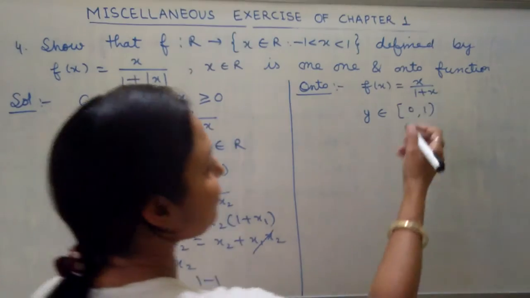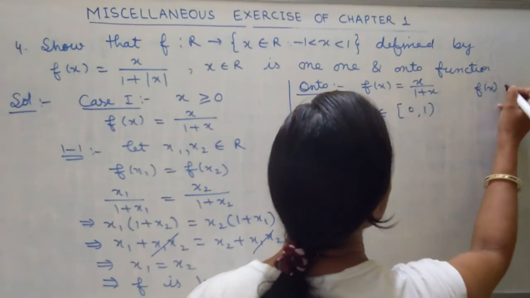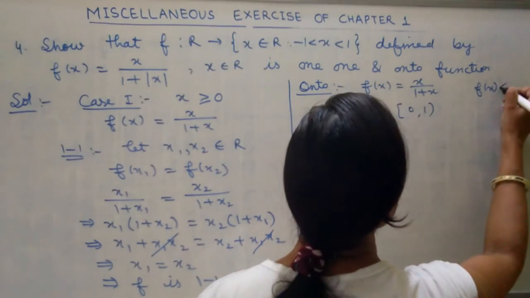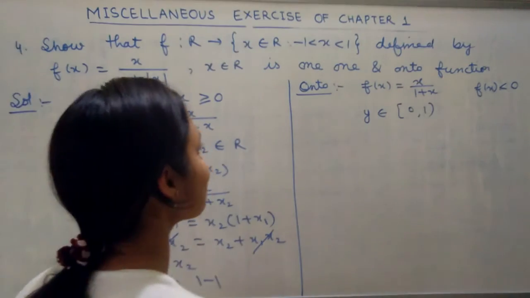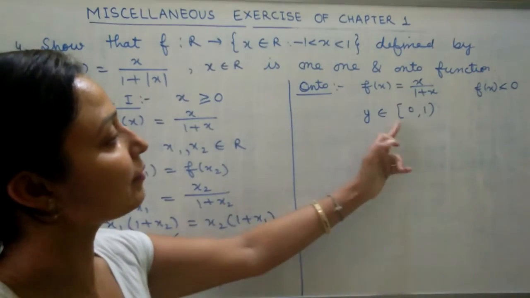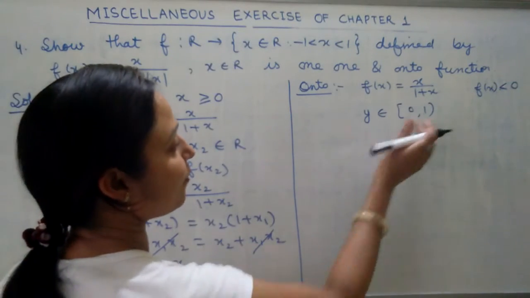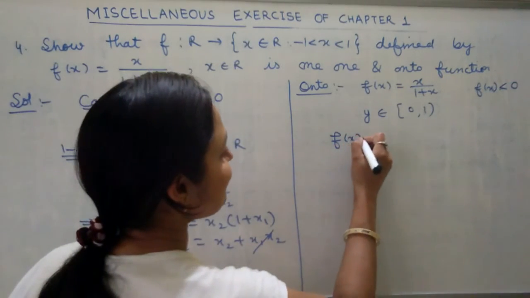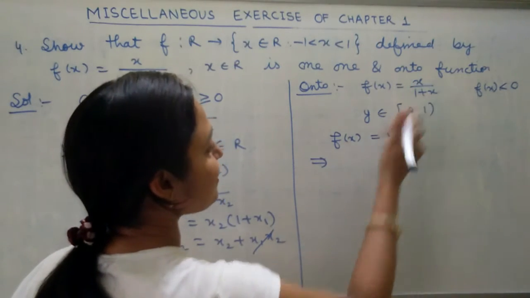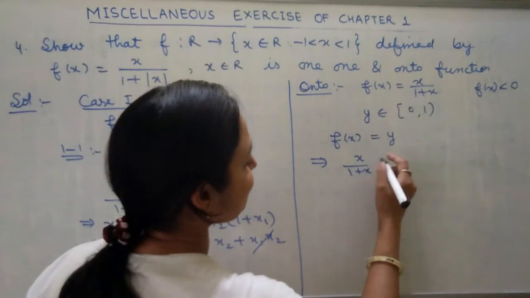Because it should not be infinity, f(x) should be greater than or equal to 0, it should not be less than 0. So out of these limits, I will take 0 to 1, the function of modulus, the half portion, that is from y. So f(x) is equal to y. I will equate both values: x upon 1 plus x is equal to y.